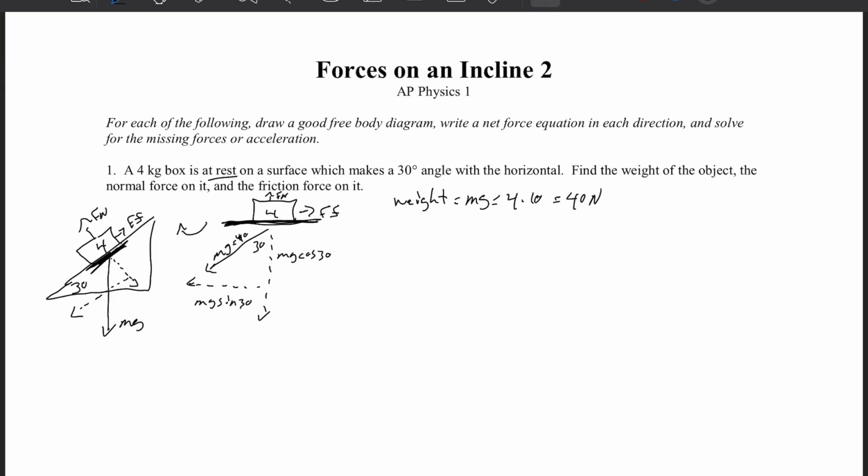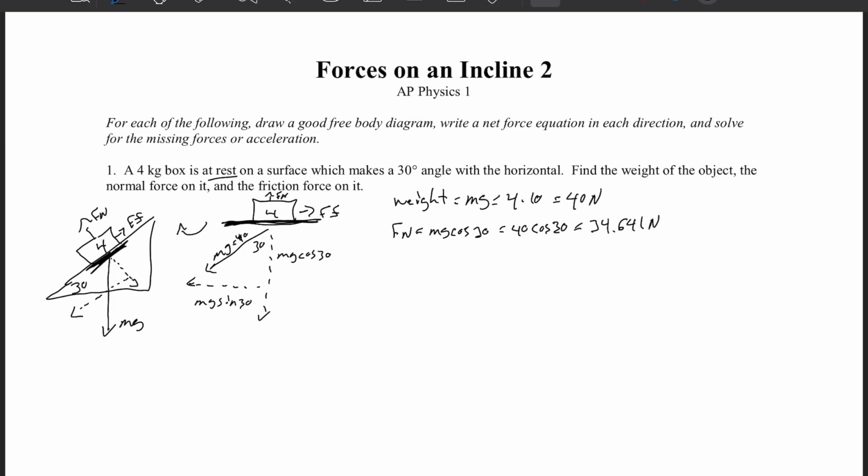We want to find the normal force. Normal force is balanced to the vertical component of gravity. Once we've turned these things, we can kind of see what's vertical. Mg cosine theta. So force normal is balanced with mg cosine theta. It's equal to it. Mg cosine theta in this case is 40 cosine 30. Put that into our calculator, and we're going to get 34.641.